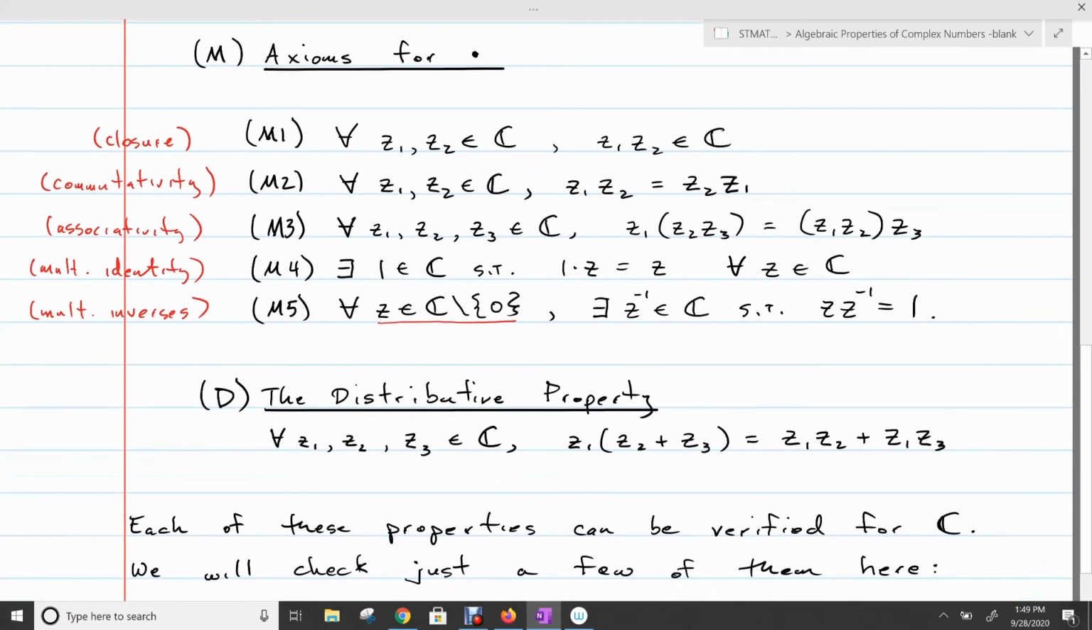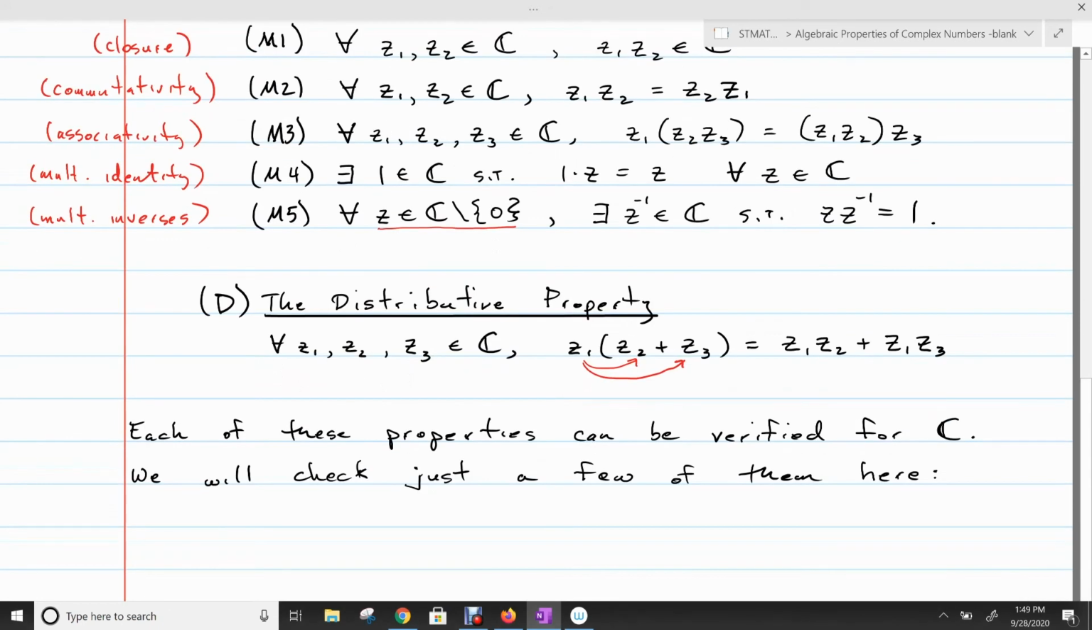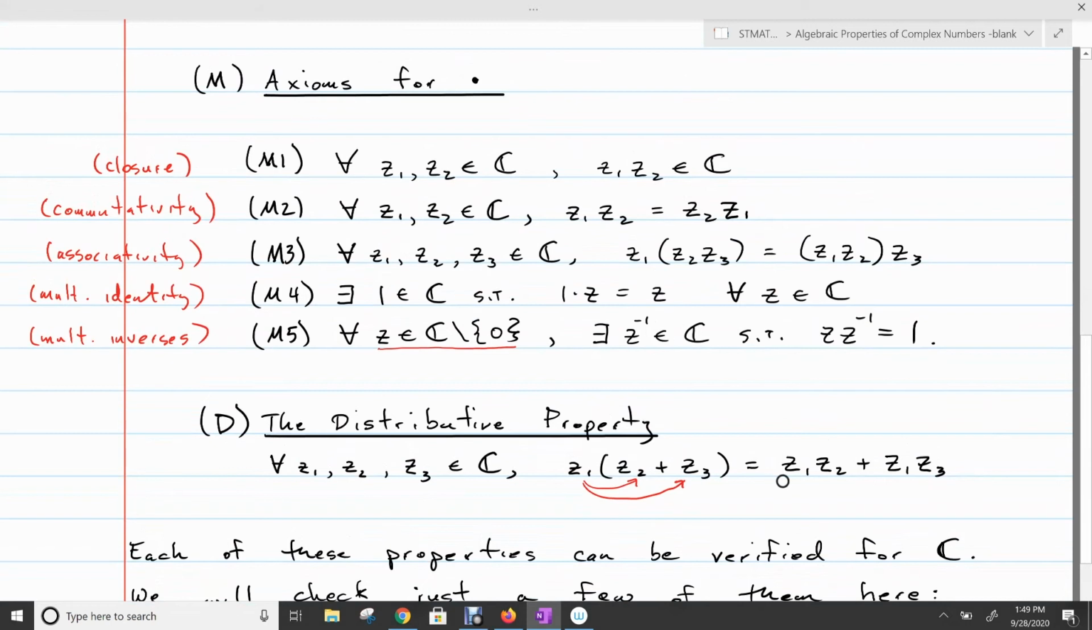And then lastly, there's the so-called distributive property. It just says that if you have z1 multiplied times the sum, z2 plus z3, that you can distribute z1 over the sum. These properties, these 11 properties, completely determine everything, all the other properties of complex numbers that we're going to derive. Everything comes back to this.